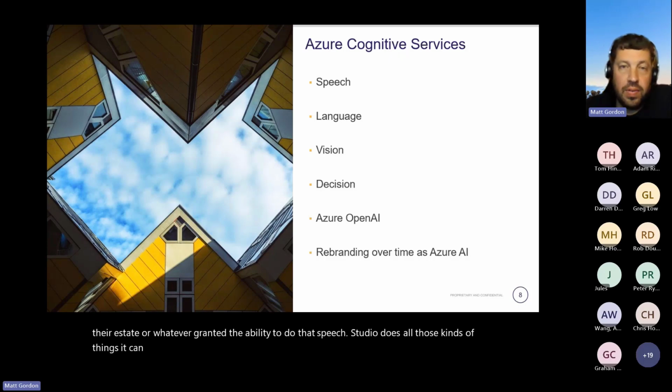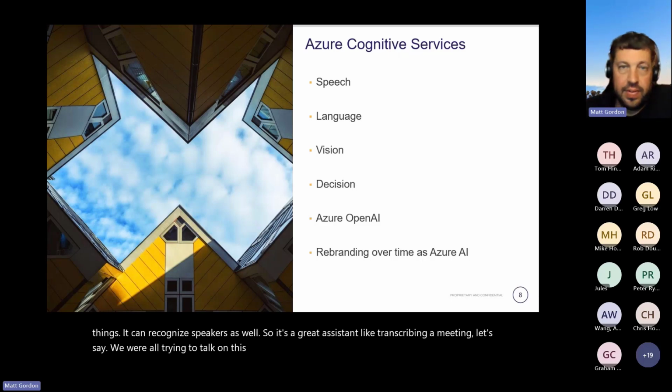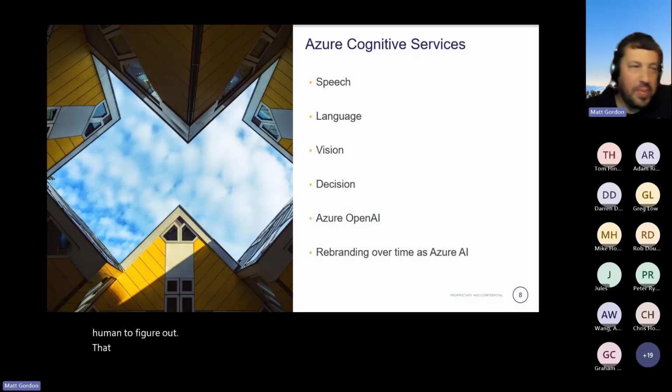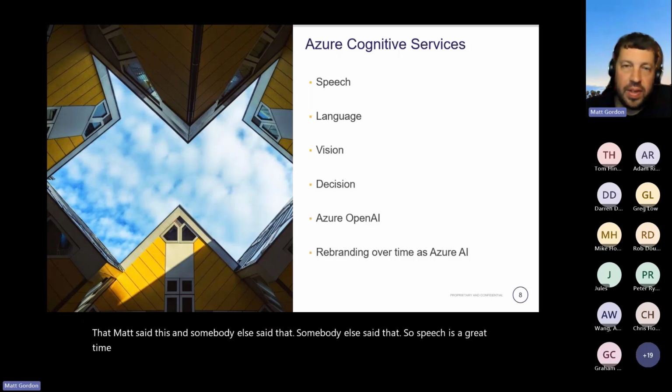It can recognize speakers as well. So it's a great assistant for transcribing a meeting. Let's say we were all trying to talk on this. There's 20 odd of us. That would be really hairy for a human to figure out that Matt said this and somebody else said that and somebody else said that. So speech is a great time saver for things like that too.